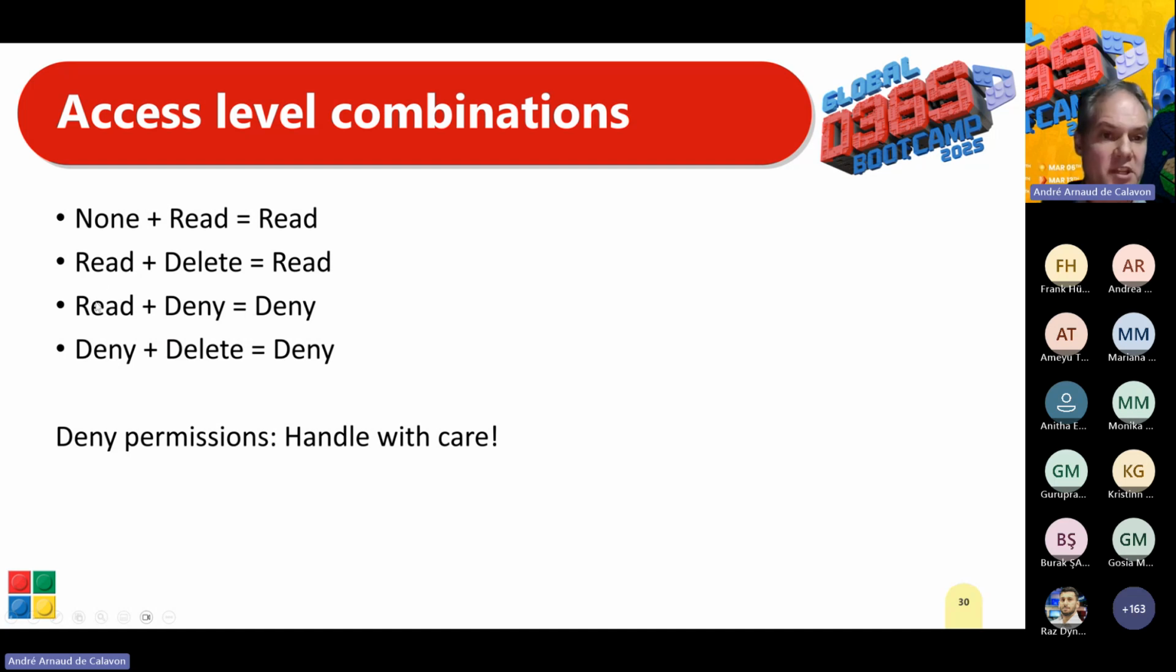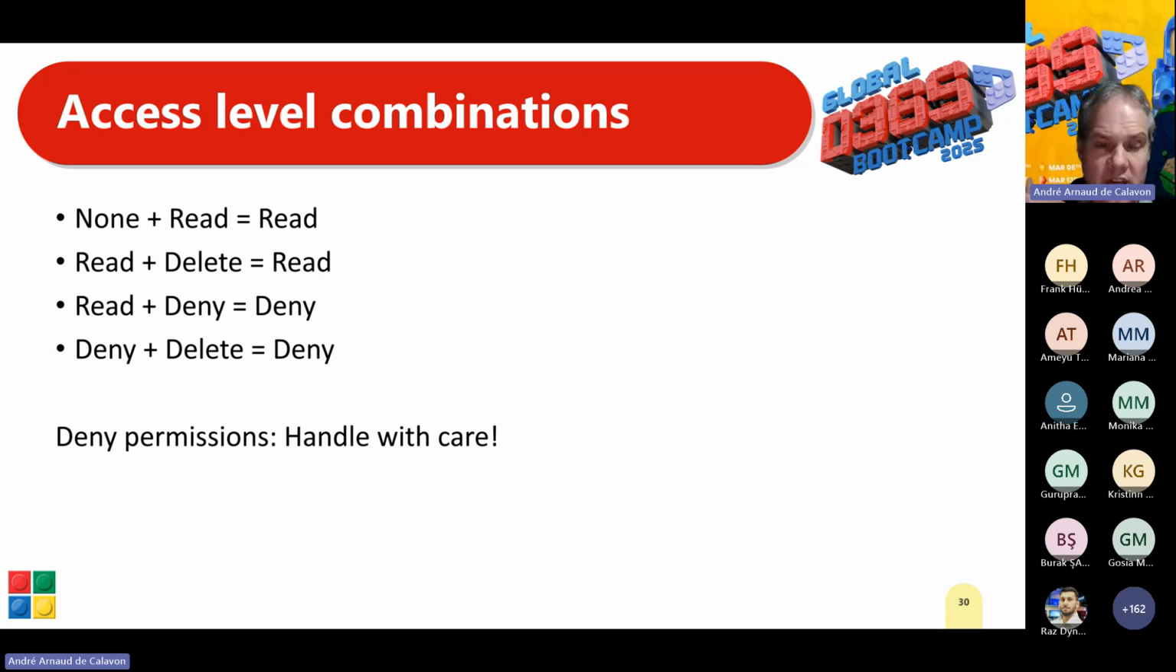However, if you have read plus deny, then deny has the higher priority, meaning that someone will not be able to access a particular page in the application. Same is valid if there's a deny and delete, then deny has the priority. So if you think of using deny permissions, handle with care. Think of what, when and how to apply it.